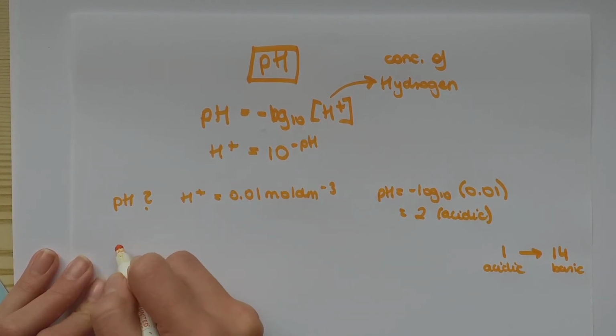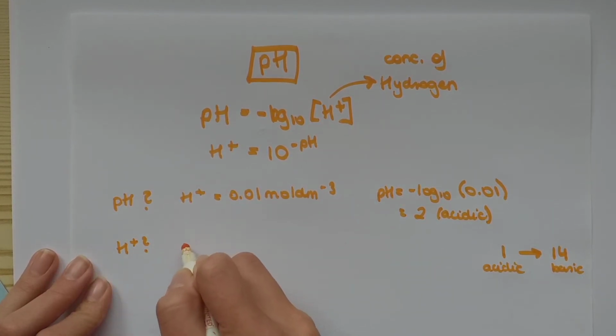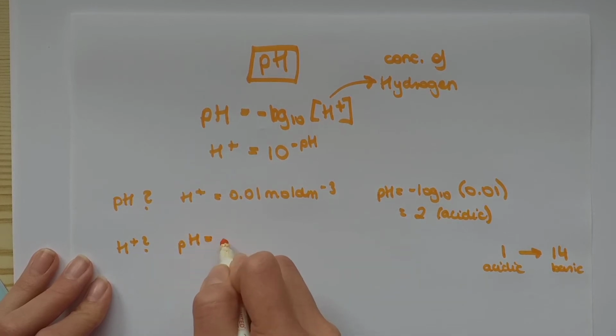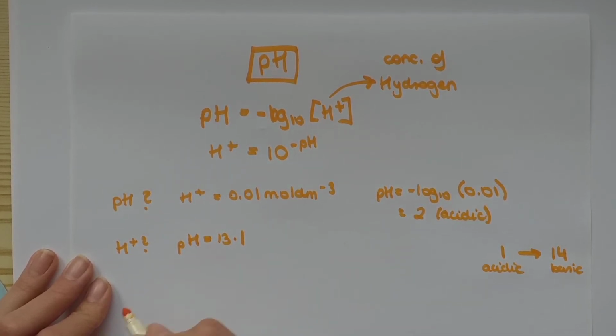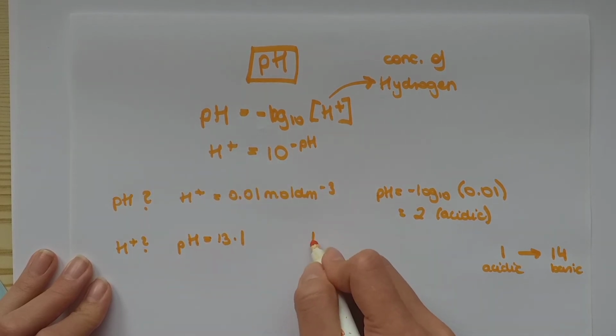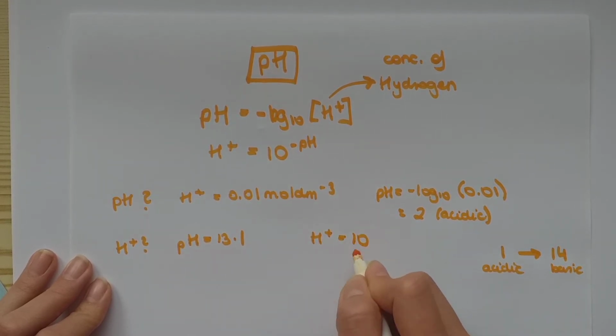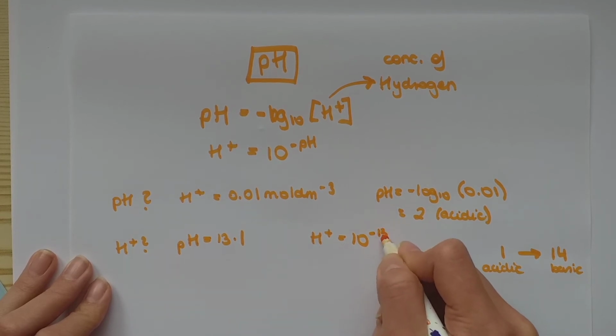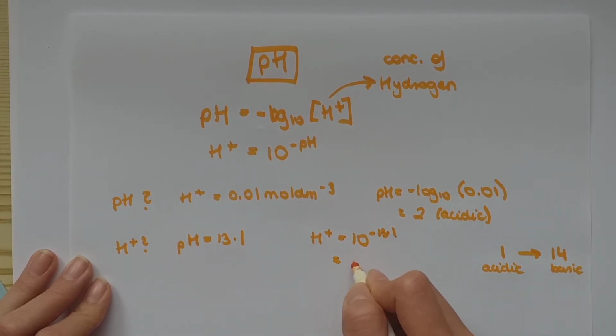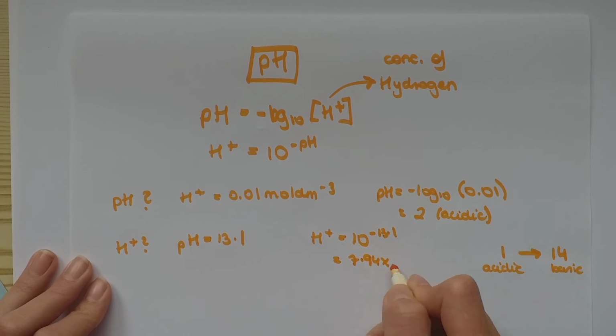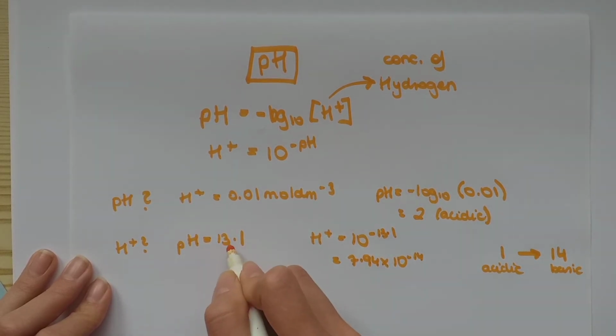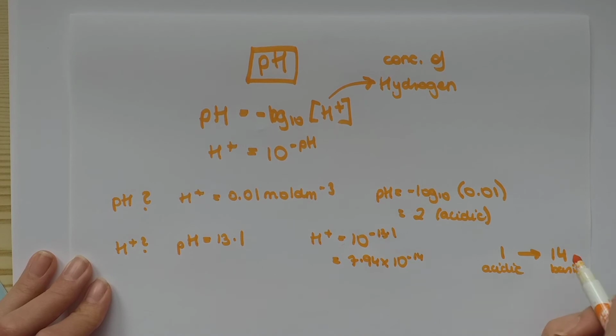Okay, second example. What is the concentration if your pH is equal to 13.1? So what you do is use this equation now. H plus equals 10 to the minus pH, so minus 13.1. And your answer is 7.94 times 10 to the minus 14. As you can see, we have 13.1. 13.1 is closer to 14, so that's basic. In the middle, pH 7 equals the neutral pH. So it's not acidic and it's not basic, it's neutral.